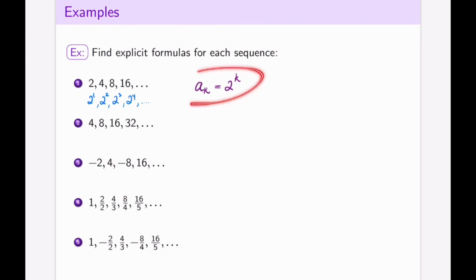Once you come up with the formula, you can also double check yourself to see whether or not it makes sense. So for example, is it true that A3, so the third term in the sequence, is going to be 2 to power 3?